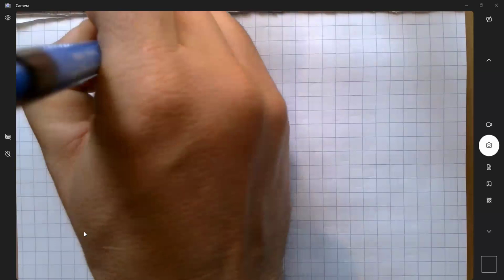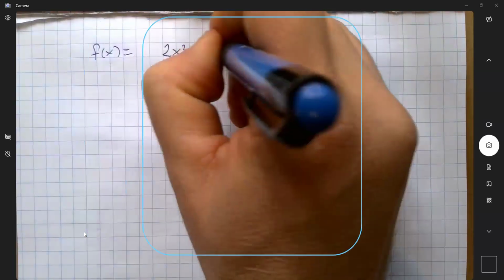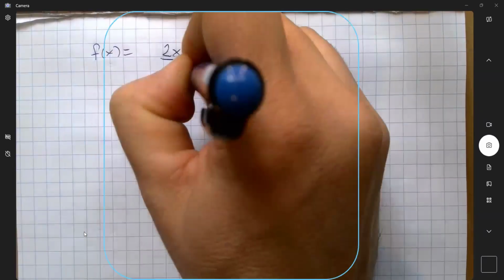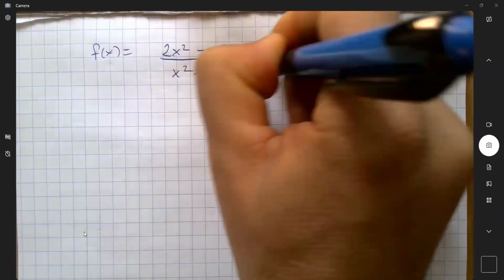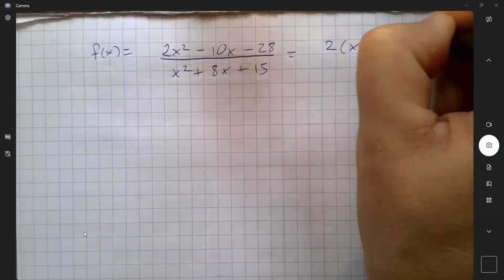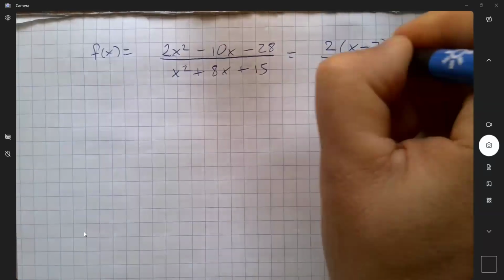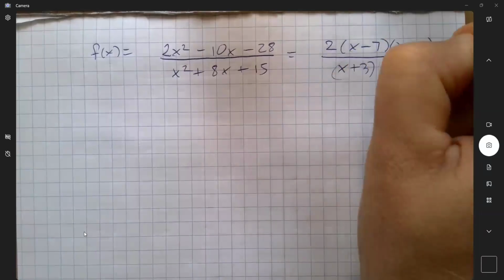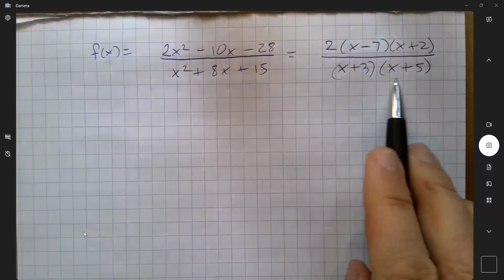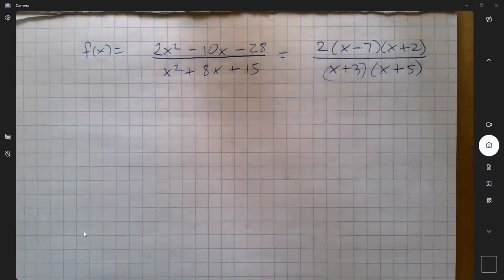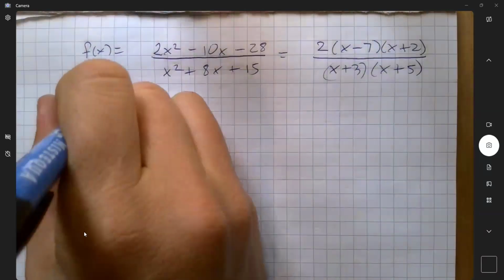So f of x was 2x squared minus 10x minus 28 divided by x squared plus 8x plus 15. And when I factor the top, I get 2 times x minus 7 times x plus 2, divided by x plus 3 times x plus 5. Now, there are no factors shared in the top and the bottom, so there are no holes in this particular rational function. But I'll show you an example where there are. Let's graph it.